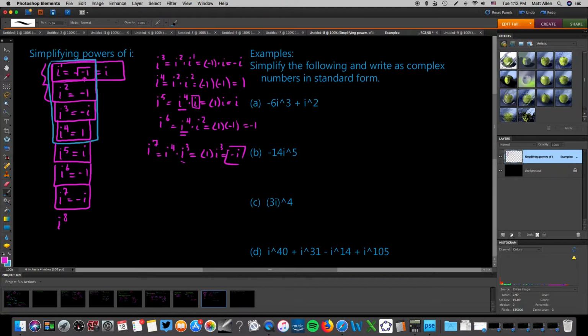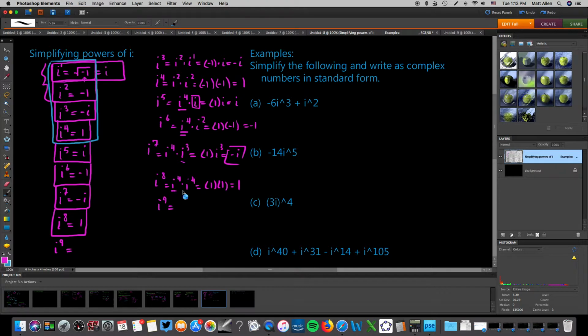And then i to the 8th, I think we can start to wrap it up after this one. i to the 8th is i to the 4th times i to the 4th, which is the same as 1 times 1, or in other words, 1. So what I want you to see is, if I were to go to i to the 9th, what would I expect to get? What I can tell you at that point is, for anything like i to the 9th, how many groups of 4 can I make with 9 things?